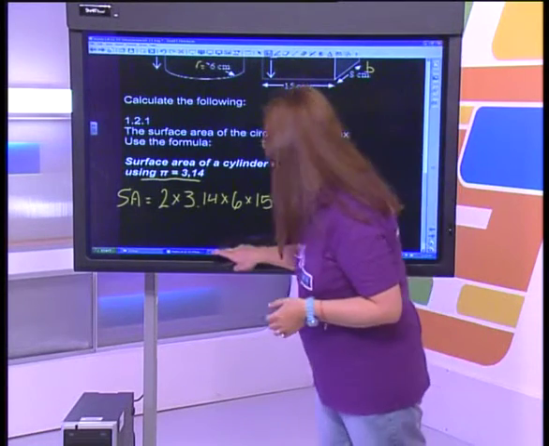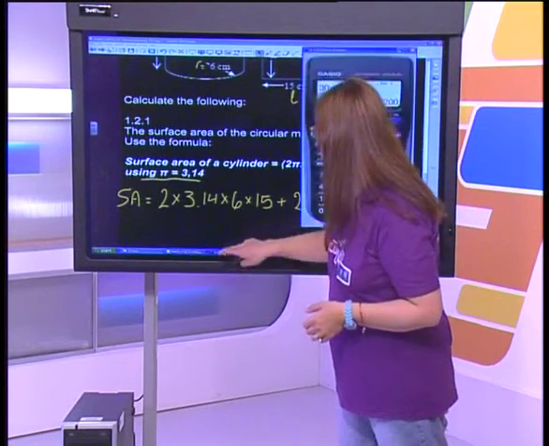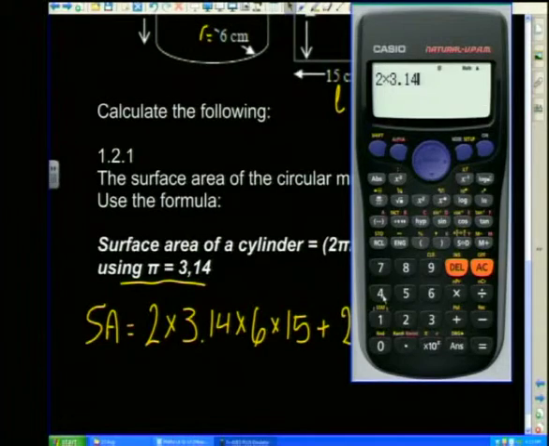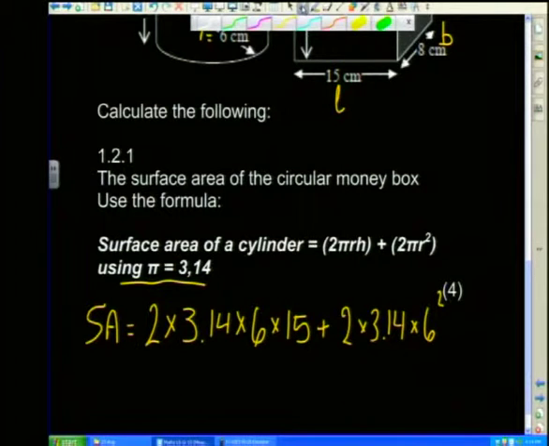Right, let's get our calculators out. We're going to substitute this all into the calculator. So I've got 2 times by pi times by 6 times by 15. Now, if you're using a scientific calculator, we can carry on the sum. But if we're not, let's press equals. So we've got 565.2.